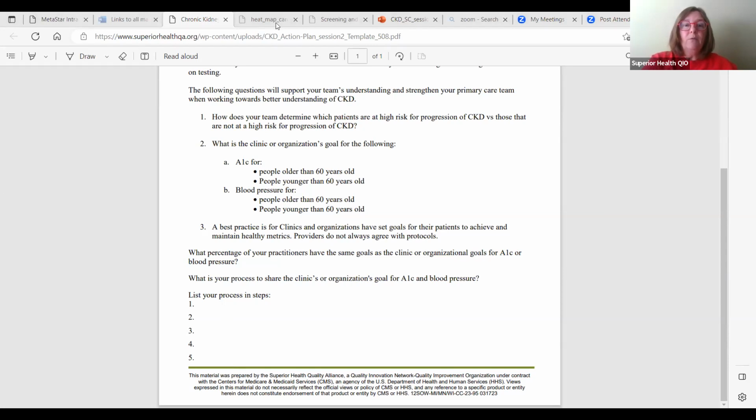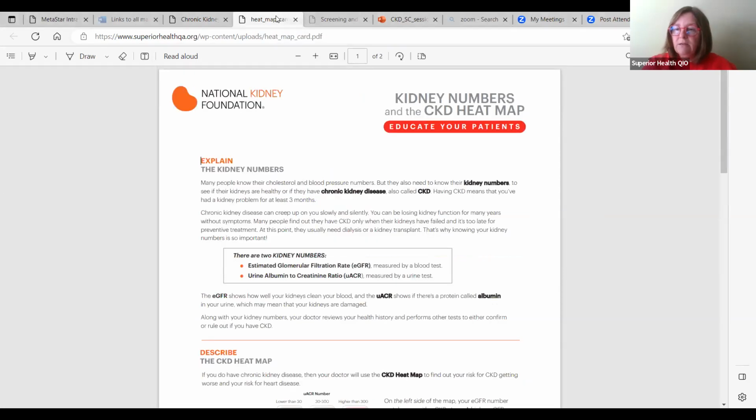The other item that I would like to bring to your attention, and tell me everyone, did my screen change to the Kidney Foundation? Yes, it did. Wonderful. So in this, we have the kidney numbers and the CKD heat map. We will get this out into the group area as well as send it out to you this week as we follow up with you after this session today.